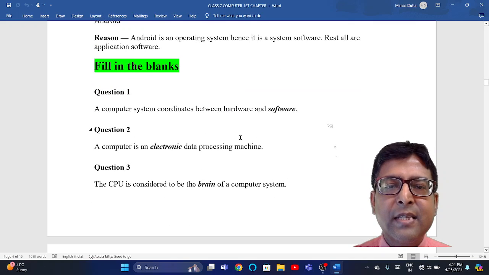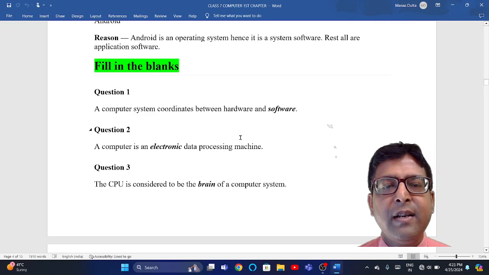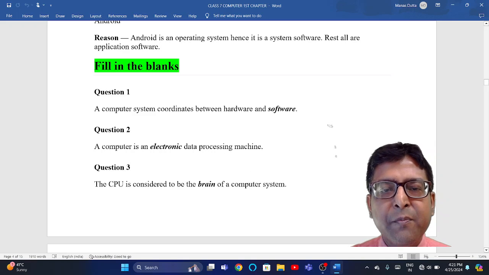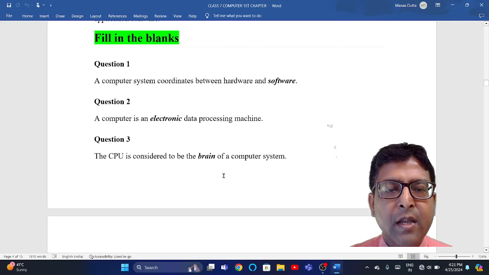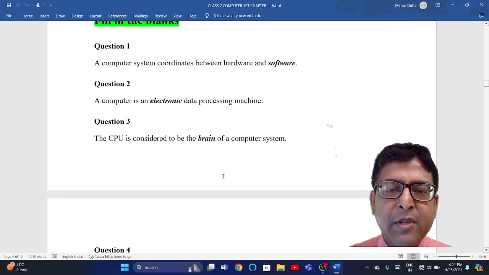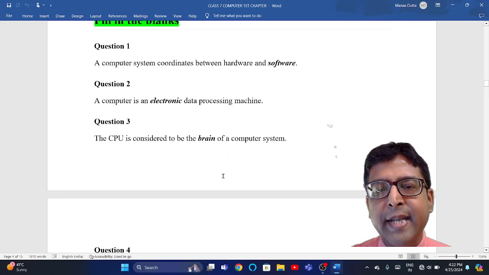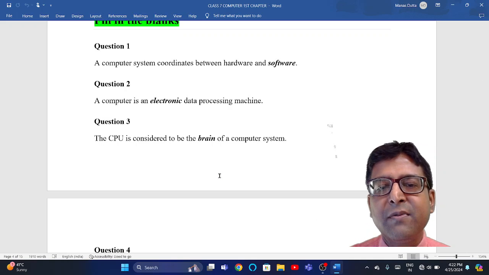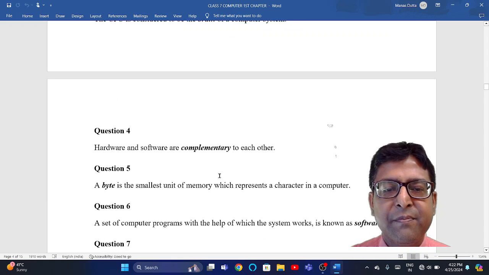Fill in the blanks. Question 1, a computer system coordinates between hardware and dash. Answer will be software. Question 2, a computer is a dash data processing machine. Answer will be electronic data processing machine. Question 3, the CPU is considered to be the dash of a computer system. Answer will be brain, that CPU is considered to be the brain of a computer system.